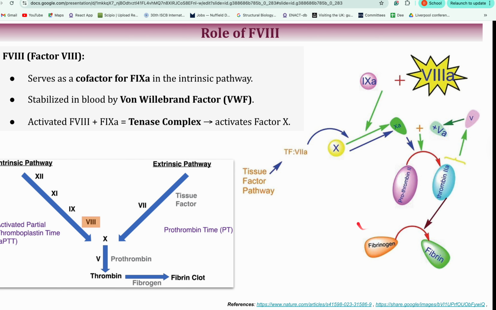Yeah, similar mechanism is shown here. So this tells you what the role of factor 8 is. Because if factor 8 is missing, then it will not be able to activate factor 10, which is further responsible for this downstream process.